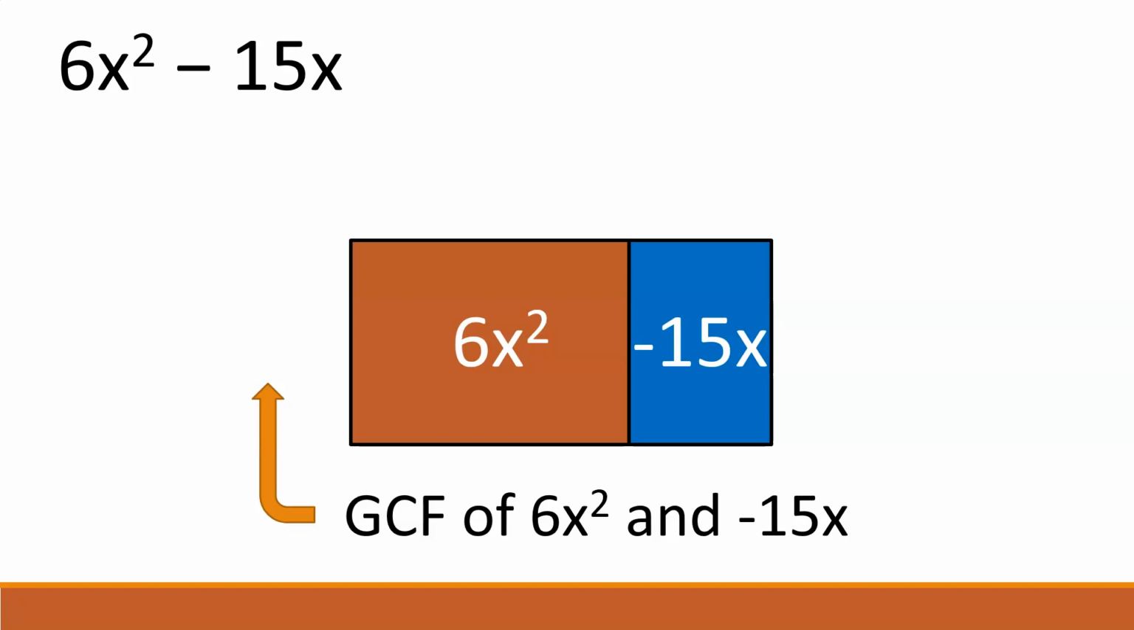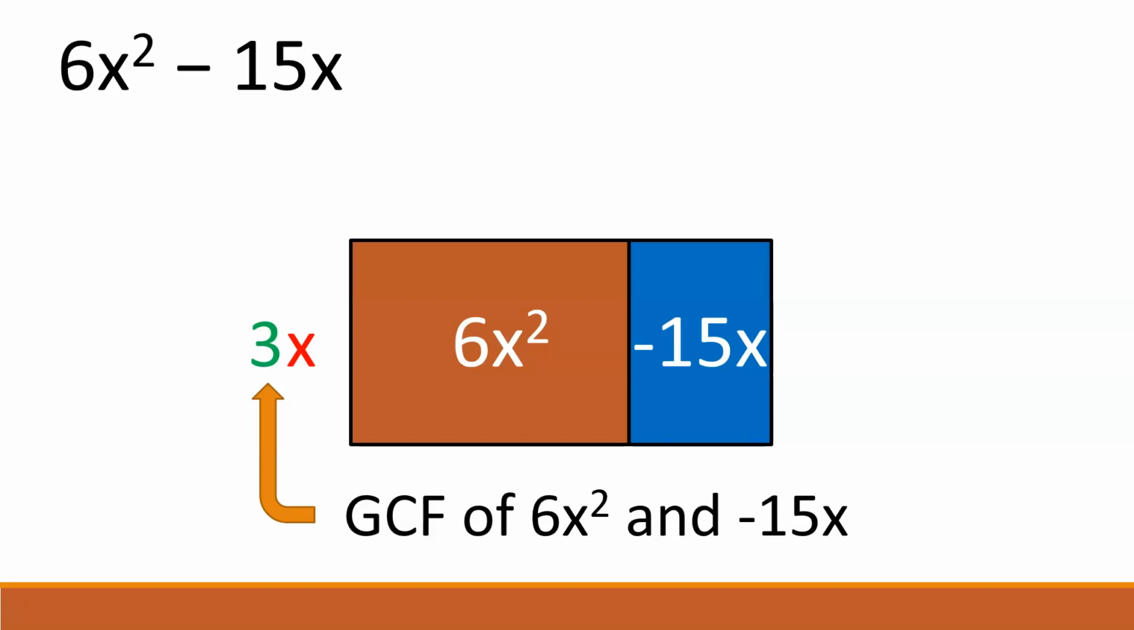Well, let's break that down a little bit, and first find the greatest common factor of 6 and negative 15. That's the same as the greatest common factor of 6 and 15, which we already found to be 3. Then we'll find the greatest common factor of x squared and x. That's the most number of factors of x that those two expressions have in common, which is just a single x. So 3x is the greatest common factor of 6x squared and negative 15x.